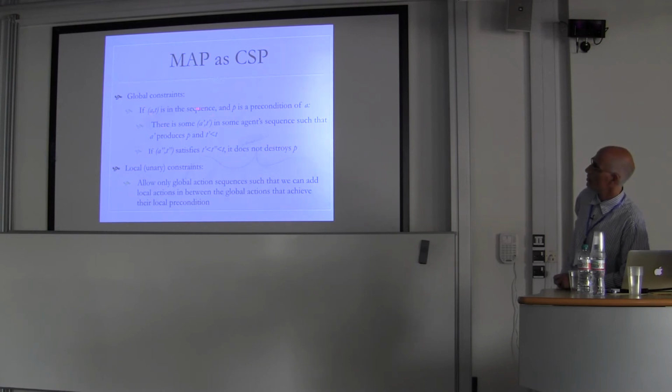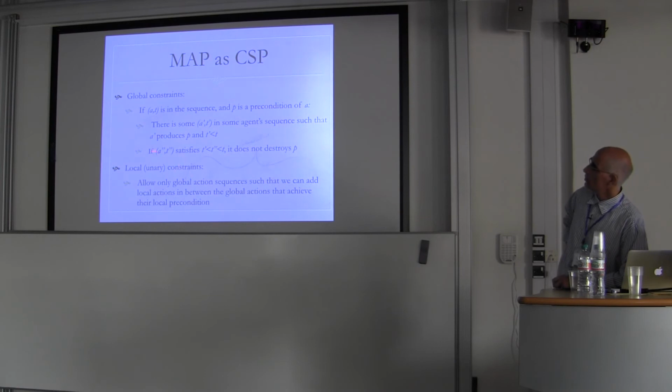So some other action, maybe belonging to the same agent but maybe to another agent, has to make sure that P is supplied, that it has the effect P at some time point that is earlier than t. And we have to make sure that no other action that occurs in between them will destroy P, so that P will be true when we try to apply this action. So these are the global constraints.